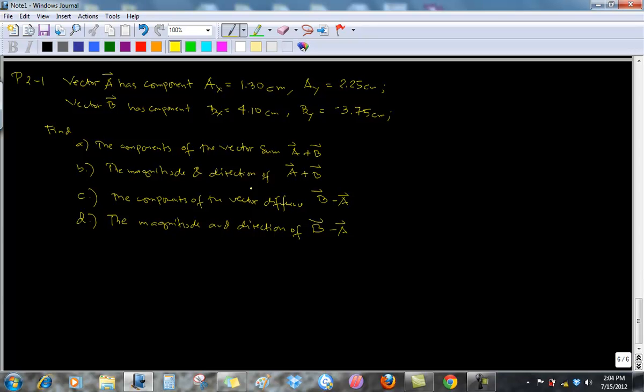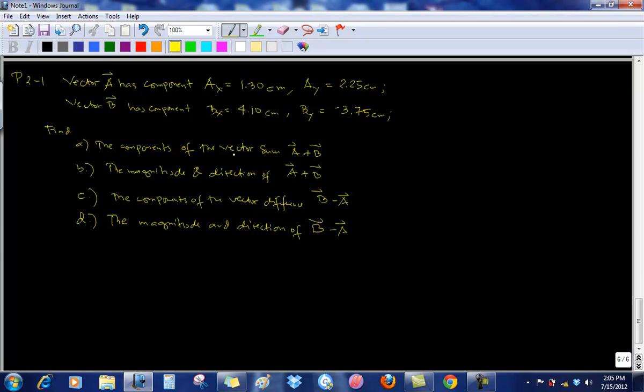And letter C, same as letter A, but this time it's the vector difference, B minus A, no longer A plus B. Letter D, the magnitude and direction of B minus A. So this problem is easy once we fully understand what a vector is. A vector is a quantity that has magnitude and also direction.